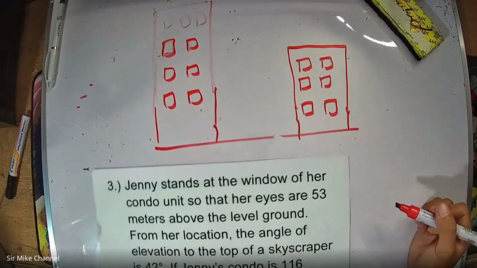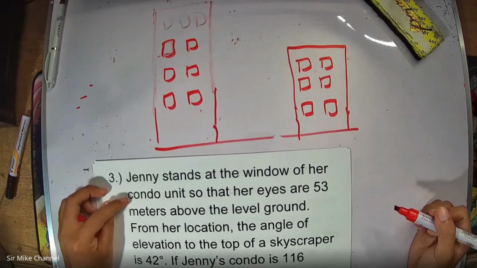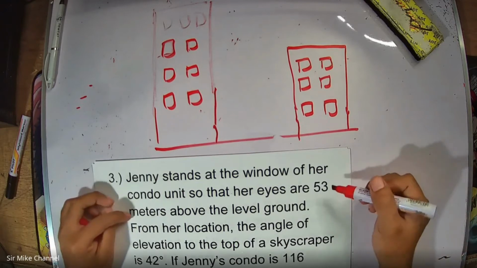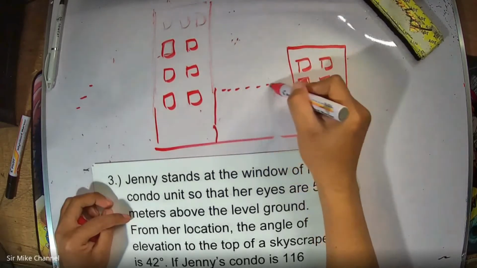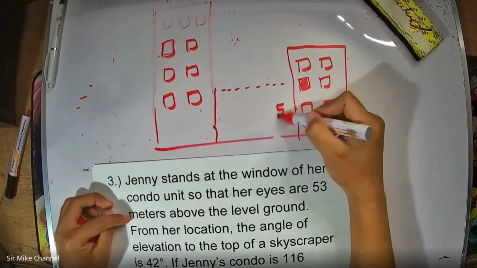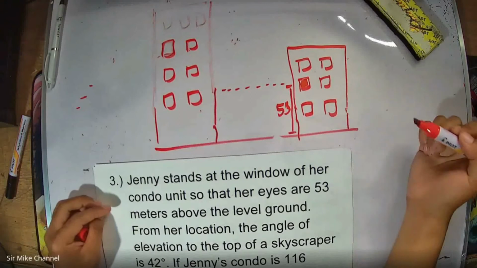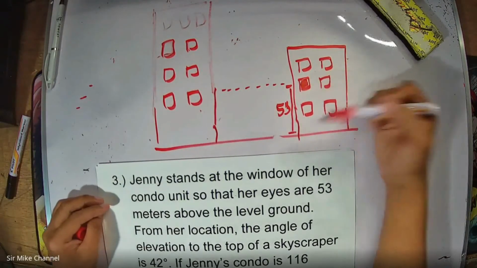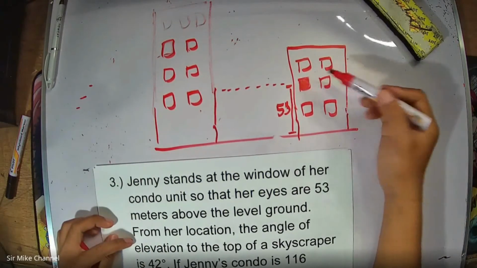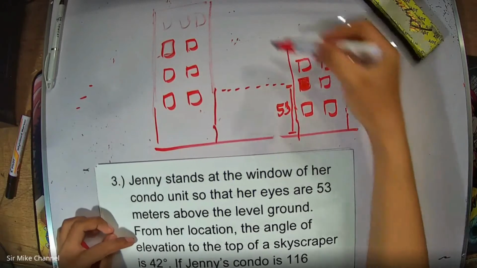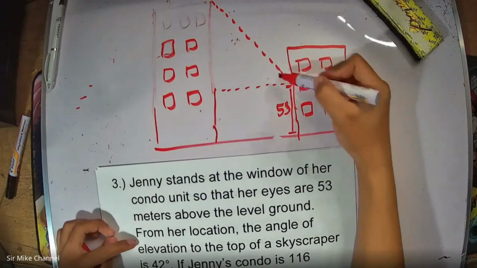Okay. So, analyze ulit natin ha. So, Jenny stands at the window of her condo unit so that her height is 53 meters above the lower ground. So, let's say, nandito si Jenny. So, ito yung horizontal line natin. So, 53 meters above the ground. So, mula rito hanggang dyan, 53 meters. Yung sa condo unit niya pababa is 53 meters. From her location, ito yung kay Jenny the angle of elevation to the skyscraper, ito yun. Ito yung skyscraper natin is 42 degrees.